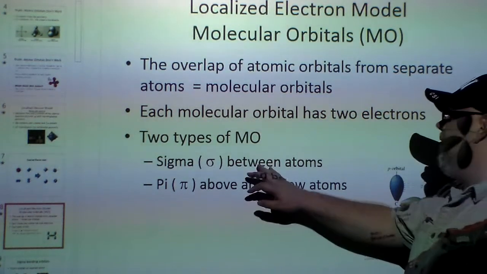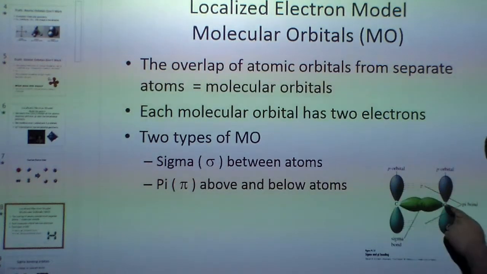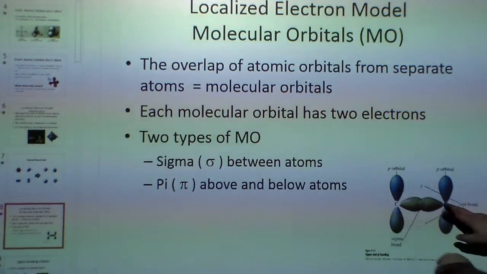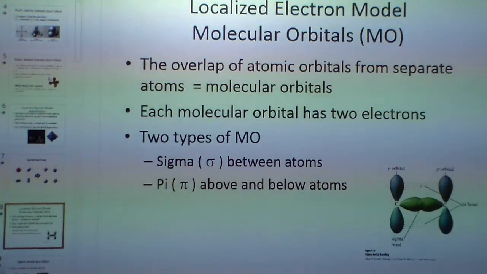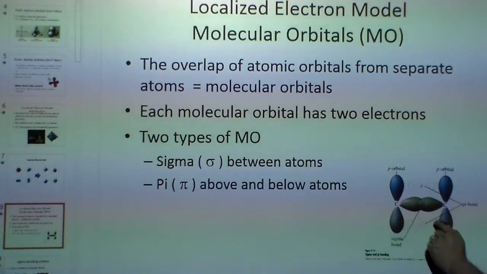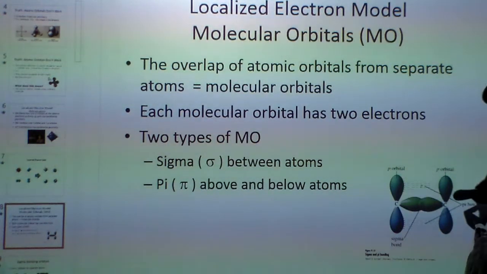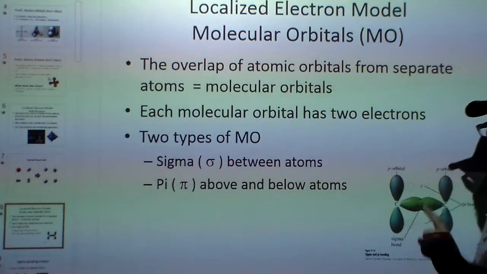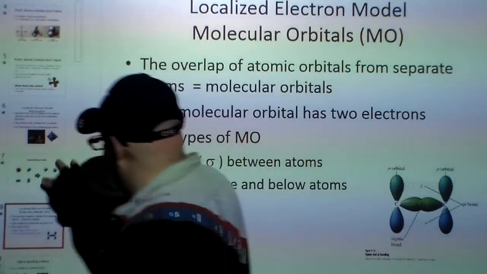Now, the sigma bonds are between the atoms themselves. In other words, they directly connect to each other. With the 2 atoms, they actually connect to each other. The pi bonds, on the other hand, if you look at this as a pi bond, they're not directly connecting to another atom. Not really. But the sigma bonds are, and that's a key thing to pay attention to.